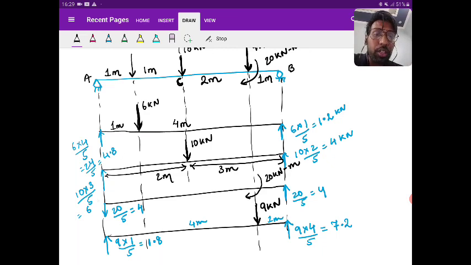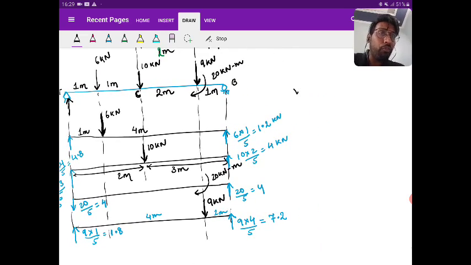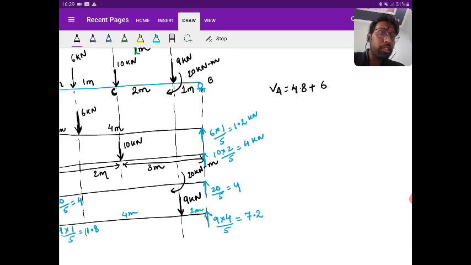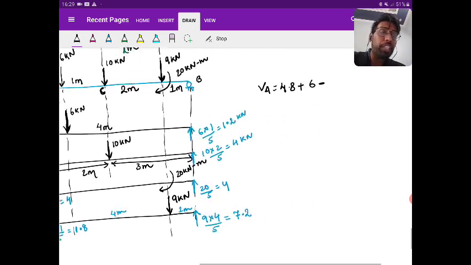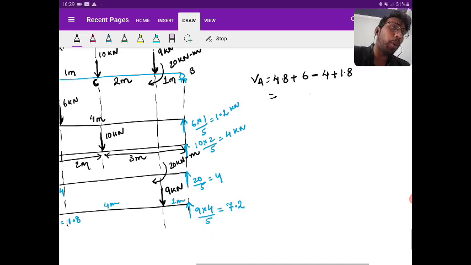If the forces in the same direction add up, opposite subtract. So 4.8 same, 1.8 same, 4 in the opposite sign. So what I'm going to write? See here. Vertical reaction at A will be 4.8 plus 6 minus 4 plus 1.8. So the value that I'm obtaining is 8.6 kilonewton. Just check.